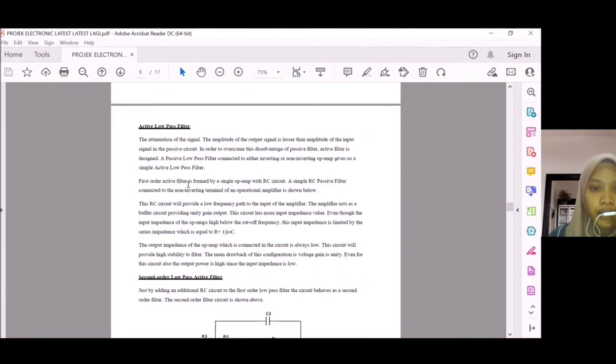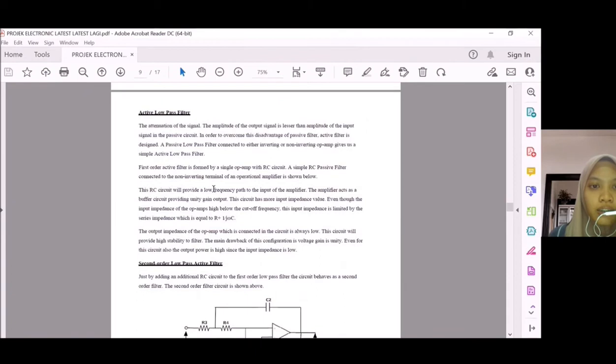A first order active filter is formed by a single op-amp with an RC circuit. A simple RC passive filter connected to the non-inverting terminal of an operational amplifier is shown below. This RC circuit will provide a low frequency path to the input of the amplifier. The amplifier acts as a buffer circuit providing unity gain output. This circuit has a high input impedance value.